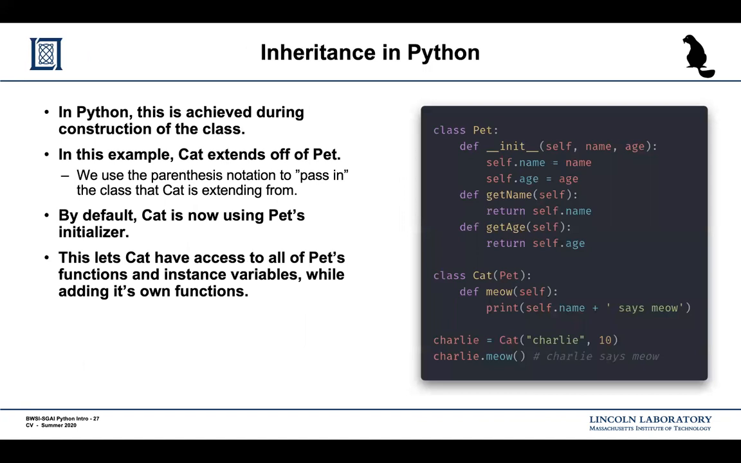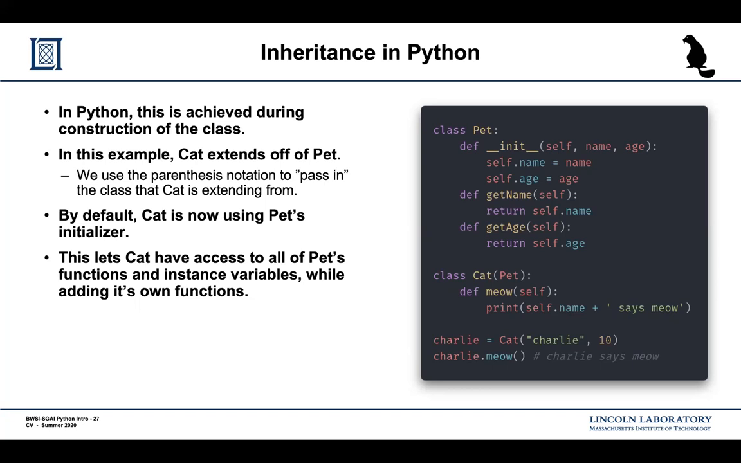In Python, this is achieved during the construction of the class. So notice the notation over here. I define a Pet class, which looks pretty standard. It looks kind of like the Person classes we were using before. But following that, we have a Cat class. And in parentheses, after I've defined class Cat, I put Pet. What that tells Python is, okay, use everything from the Pet class and inherit off of that, right? Now we define this new meow function that prints something.